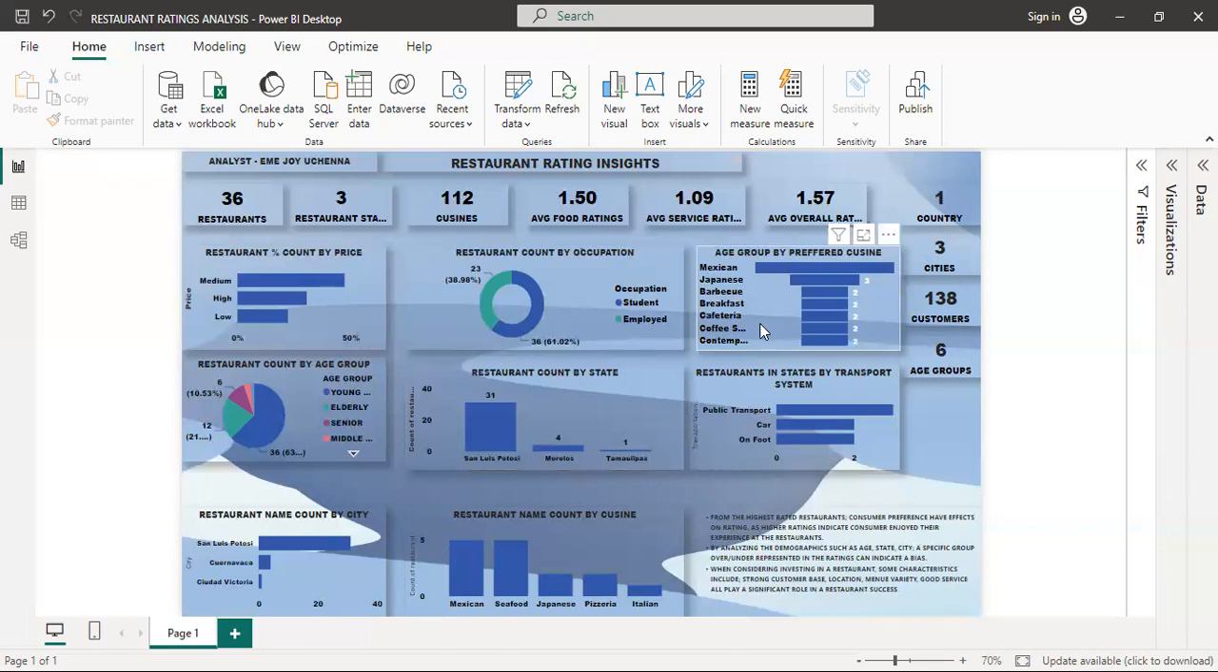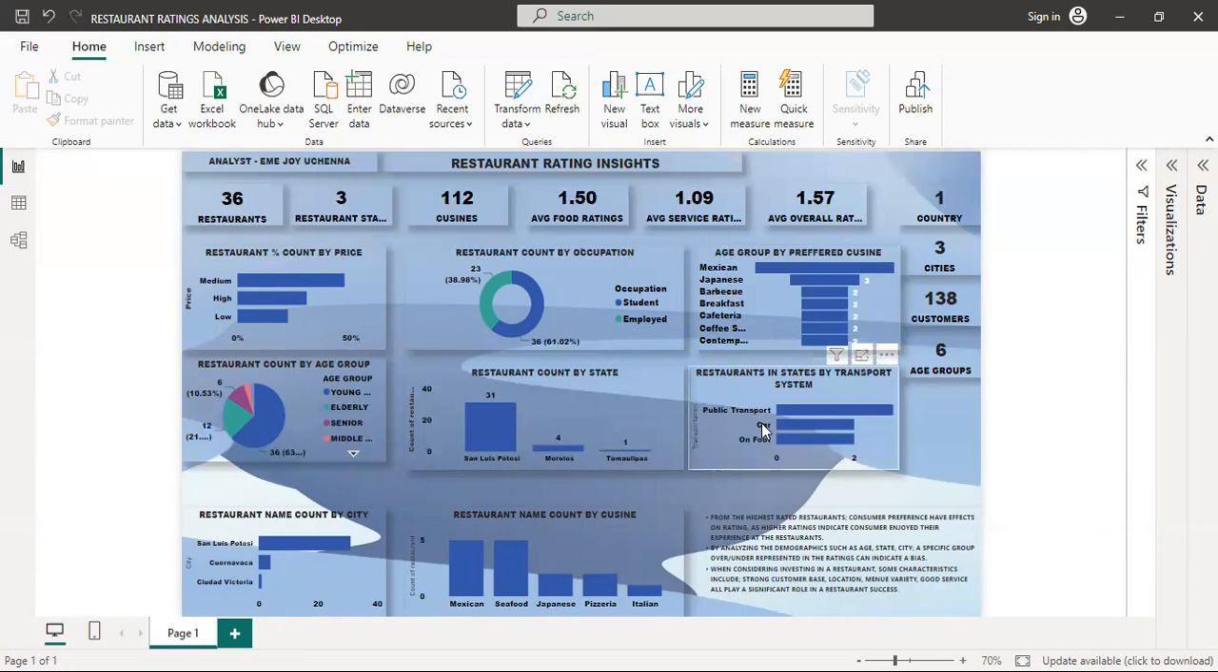Age group by preferred cuisine. This visualization shows the preferred cuisine of different age groups. It helps you discover any patterns or preferences among different generations.